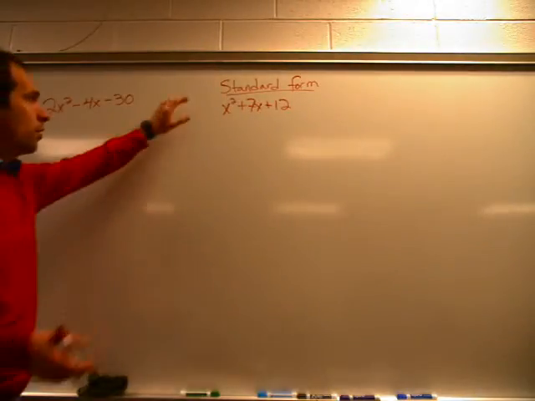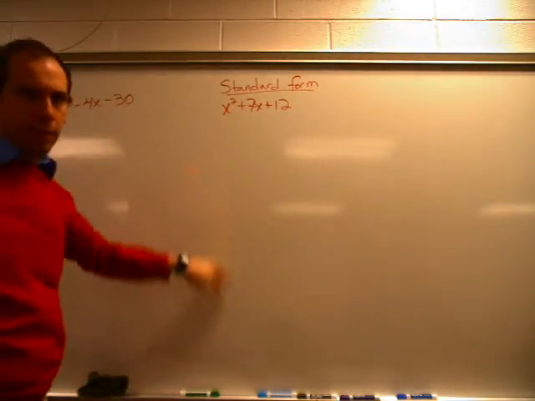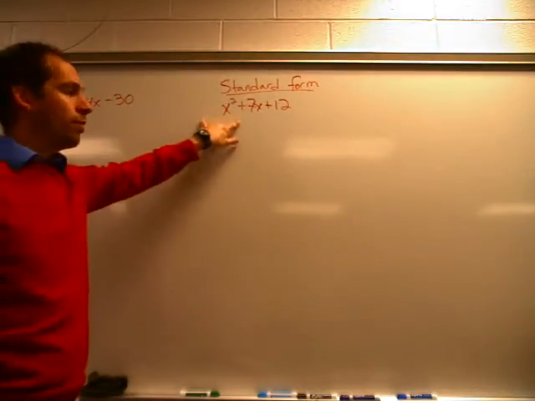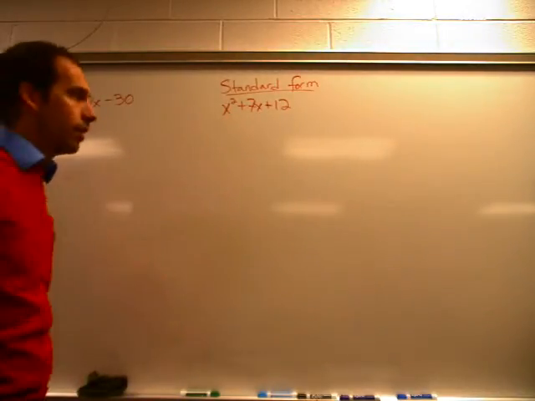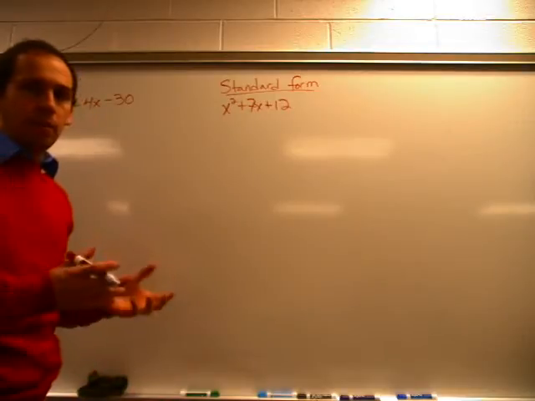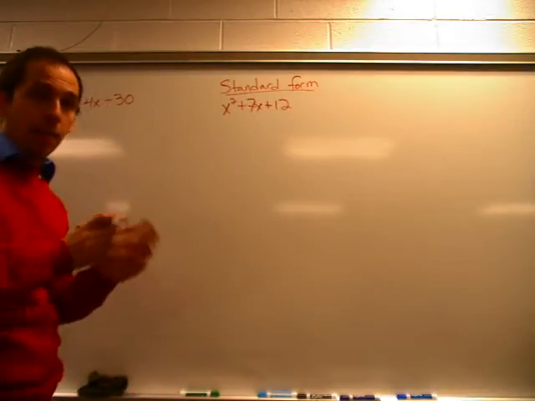Alright, so now we're going to go from standard form to factored form. We want to try to figure out what the factors of this particular equation are. And we can use the box method again, going backwards. Here's the steps that I would recommend.